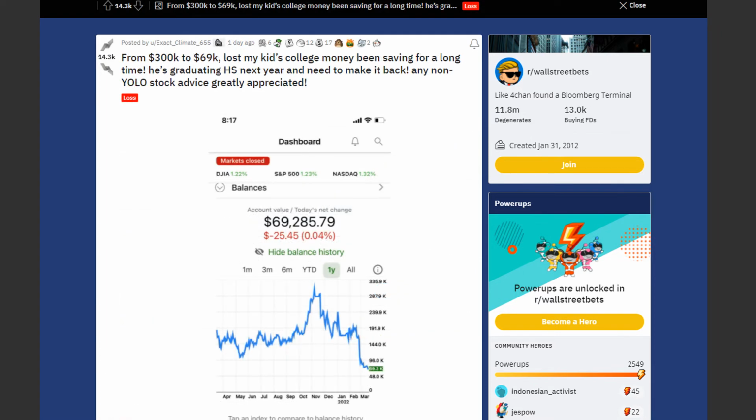Next up, we have an unfortunate trader by the name of ExactClimate655. He went from 300k to 69k. He lost his kid's college money, which he has been saving for a long time. He's graduating high school next year and needs to make it back. Any non-YOLO stock advice greatly appreciated. Extremely unfortunate. I just hope he doesn't end up forcing trades and losing the rest of his money.